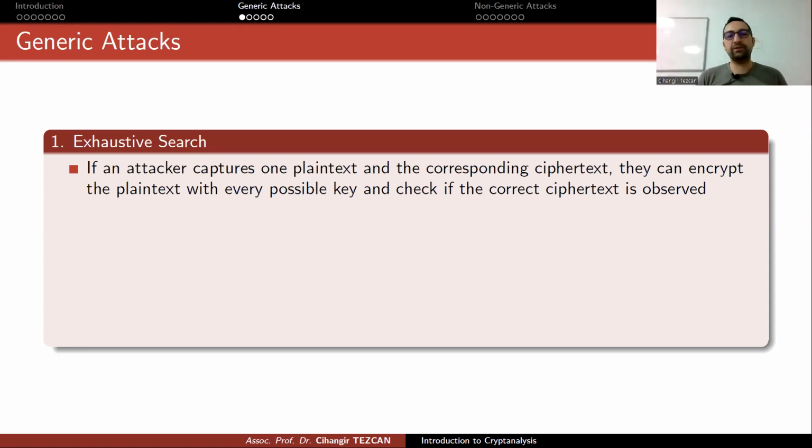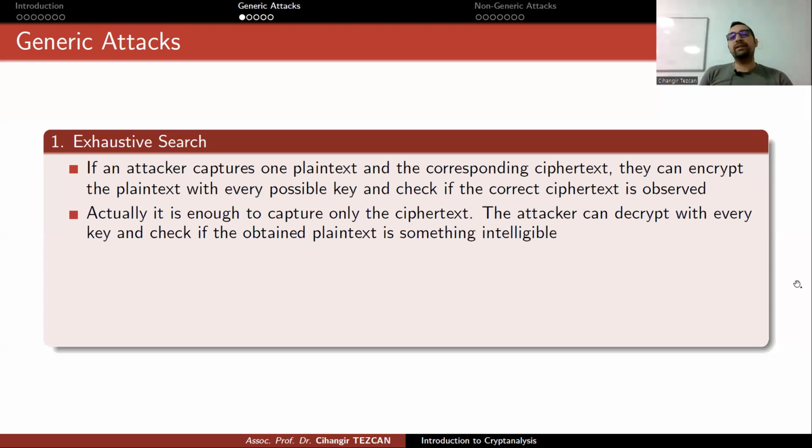So if an attacker captures one plaintext and the corresponding ciphertext, they can encrypt the plaintext with every possible key and check if the correct ciphertext is observed, right? Also, you can do the other way around. You can decrypt the ciphertext with every possible key and check if it matches the correct plaintext. Actually, it is enough to capture only one ciphertext block, because the attacker can decrypt with every possible secret key and check if the obtained plaintext is something intelligible. Okay? So this is why I will call this a ciphertext only attack.